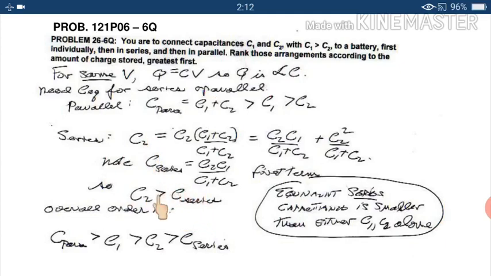It means the least capacitance you will get when they are connected in series, and the greatest value of capacitance you will get when they are connected in parallel. So what will be the order? The capacitance for the parallel combination will be greatest, then C1 will come, then C2 will come, and the capacitance for the series combination will be least. So this is the arrangement written in decreasing order. So I think the question is clear.